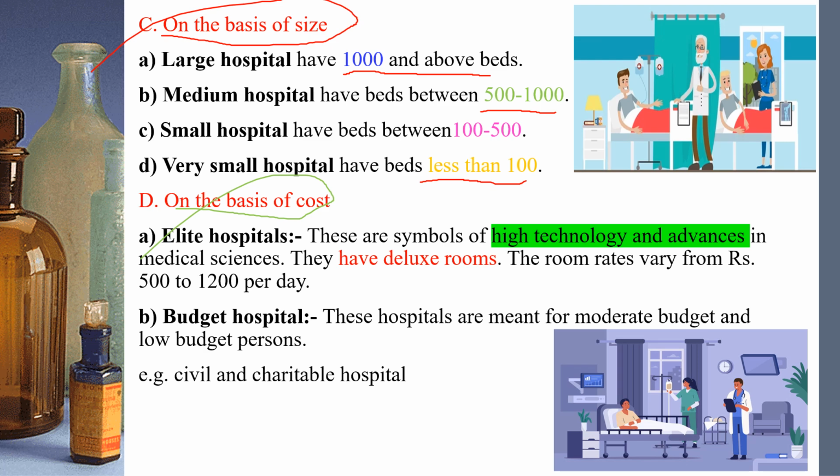So under this we are having only two types: elite hospital, budget hospital. Elites are those which are having higher technology and advancement in their hospitals. So obviously the cost will be more. They are having some deluxe rooms in them, so that the cost is automatically increased. Now coming to budget hospitals, those are very moderate budget hospitals or low budget hospitals, like a general ward can be classified into a budget hospital, whereas where you are paying thousands of rupees to have a single room in a hospital, that can be classified as an elite hospital.